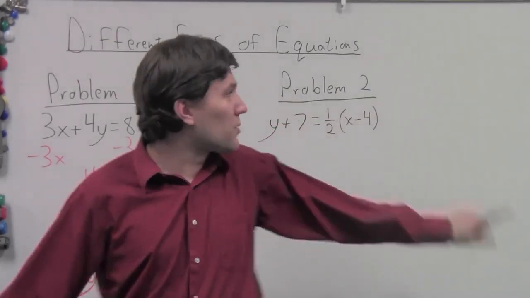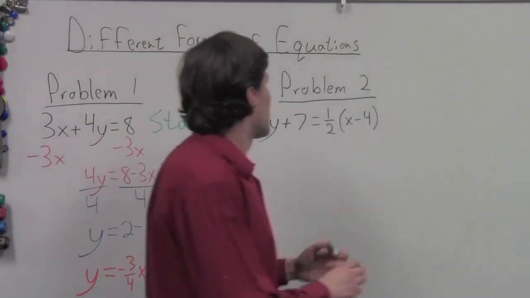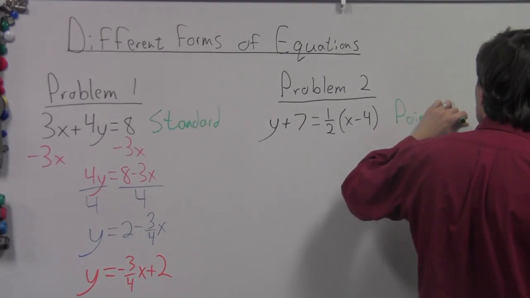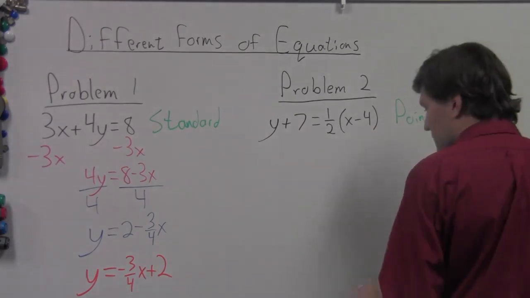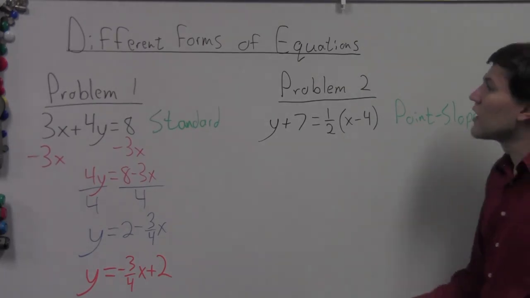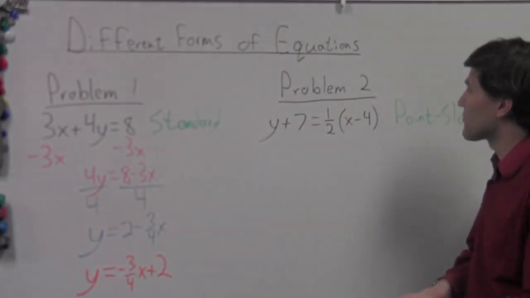For our second problem, this one is in point-slope form. So I'm going to write that down. This is point slope. So here we have a couple of things that we need to do. It's going to be similar to our process for standard form, but slightly different.